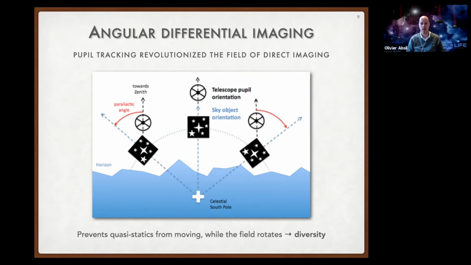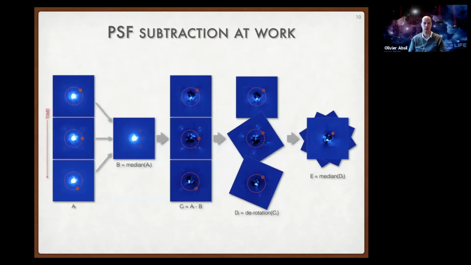And so by creating this diversity between what is the true astrophysical signal and the speckles, you have a lever to distinguish between the two contributions. This is the typical way that we use this diversity in order to detect extrasolar planets.